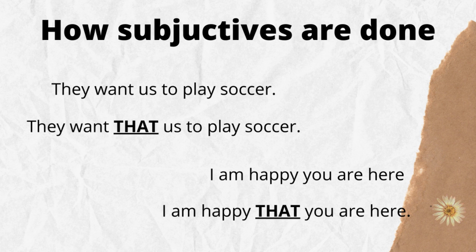Now we're moving on to the English of how subjunctives are done. So we're going to look back at that first example that we had, which was, they want us to play soccer. In order for us to understand this, we need to plug in that word that. They want that us to play soccer. Just go along with me for this, okay?